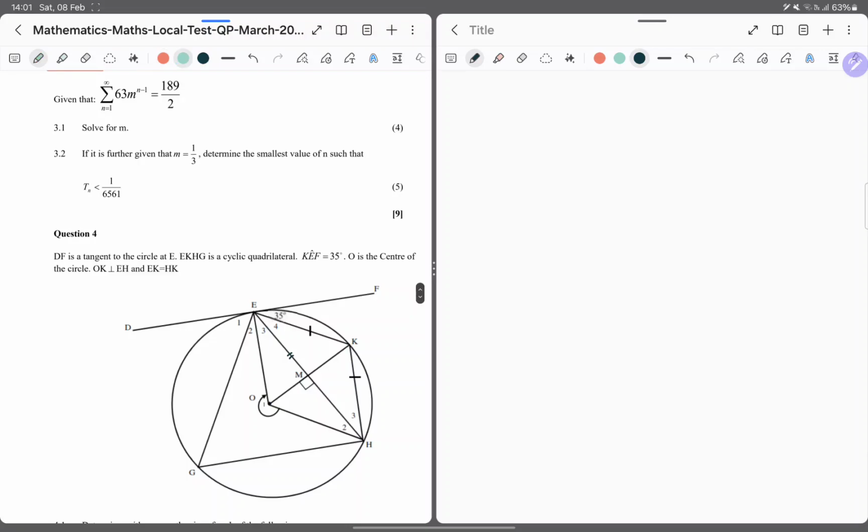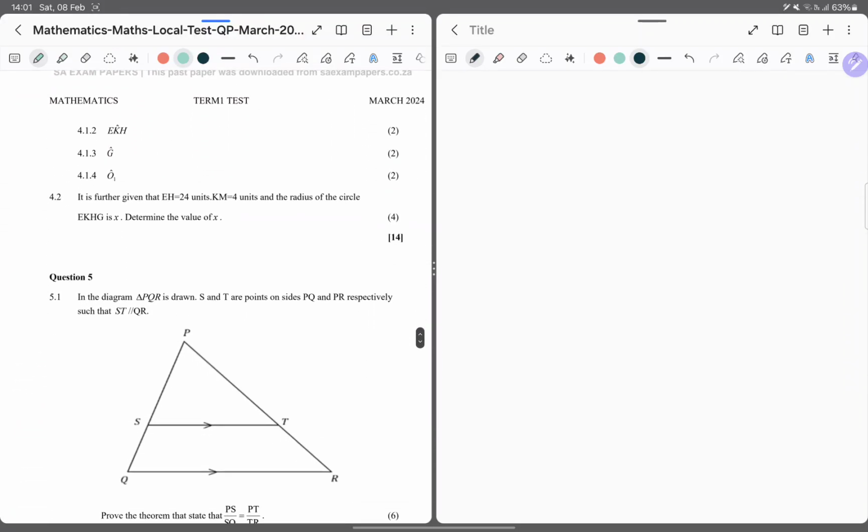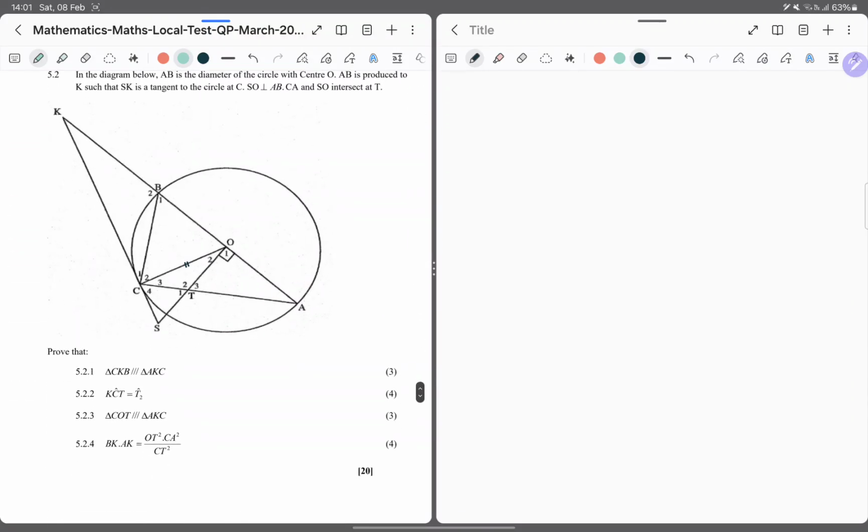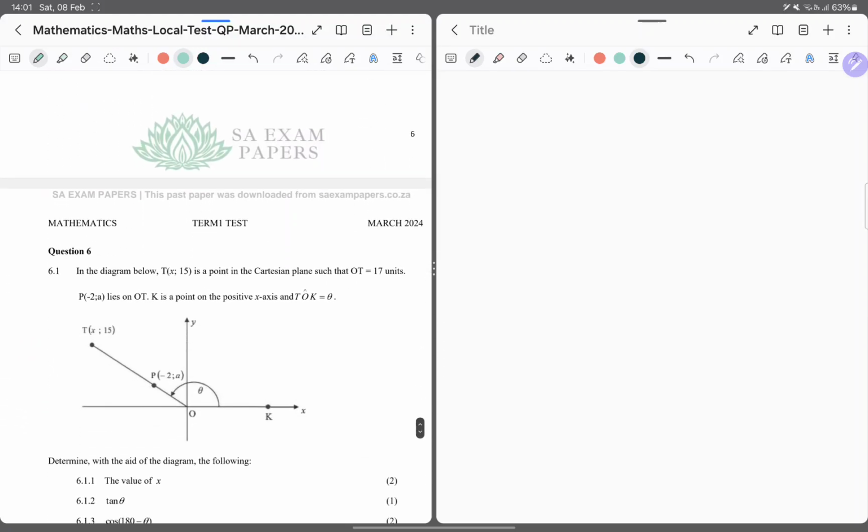Then, of course, previously there was Euclidean geometry. I'm not too sure if it is still coming back. Question 5 is still Euclidean geometry. Very nice questions otherwise. But question 6 is definitely part of your next exam, as in the Term 1 exams.